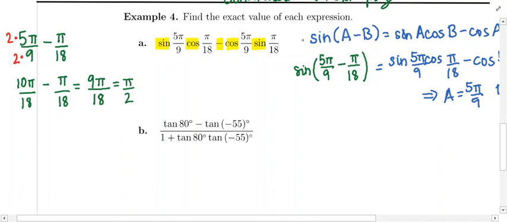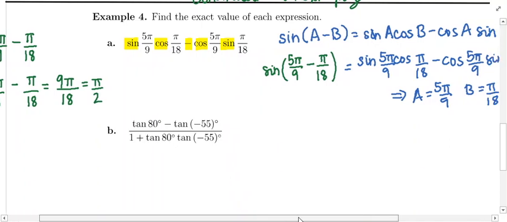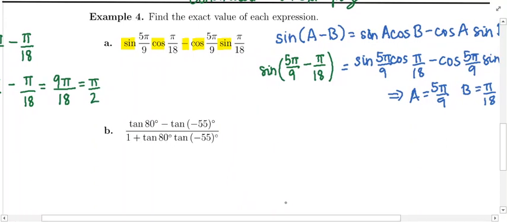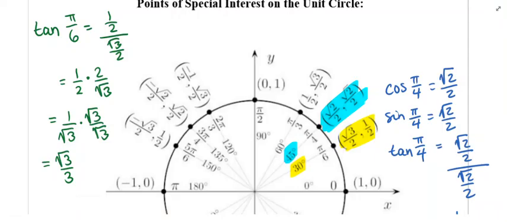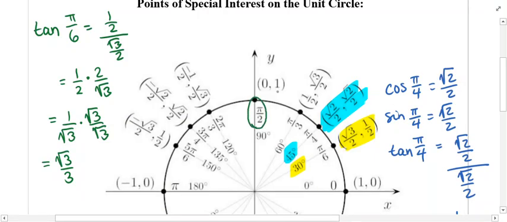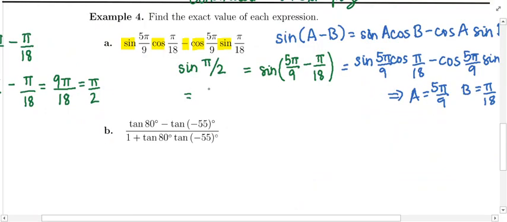I'm working backwards here. We know the expression that we started with is equivalent to the sine of 5 pi over 9 minus pi over 18. But if we combine those fractions, that's equivalent to the sine of pi over 2. And we know the sine of pi over 2 is what? Well, here's pi over 2. The sine value is going to be 1. So the answer to this whole thing is 1.